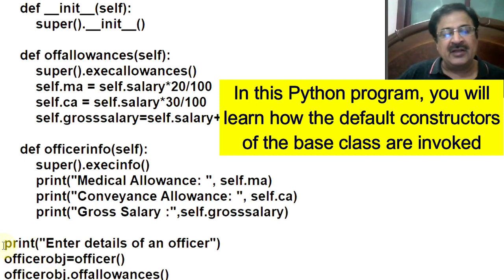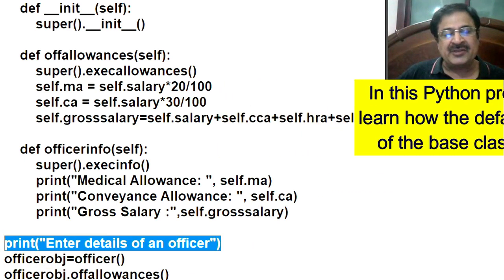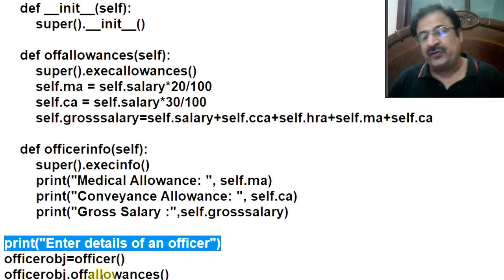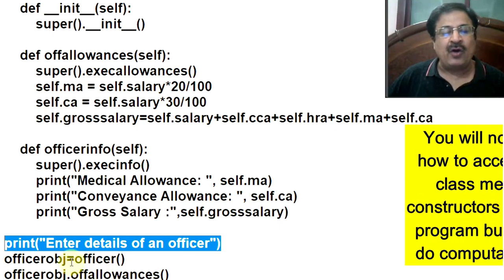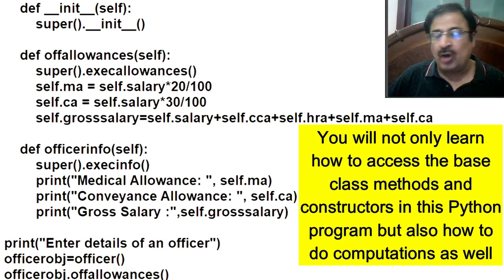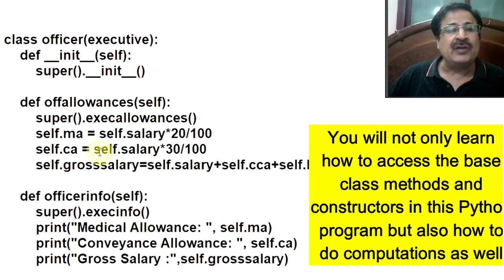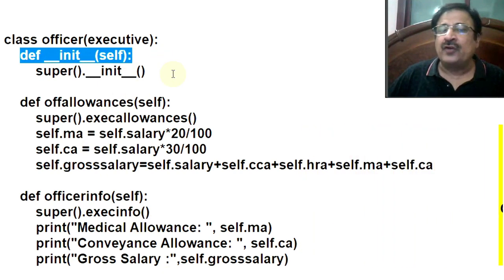Let us run the main function. You get a text message on the screen: Enter details of an officer. You are making an object of officer class by name officer obj. Here there are no arguments. So the Python compiler will look for a default constructor. Control will come over here. This is the default constructor of the officer class.